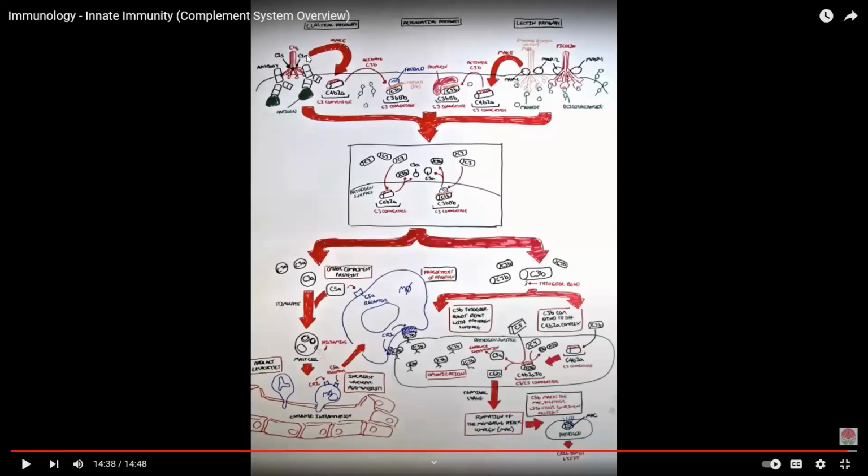So all this is going on right after it essentially enters your body.